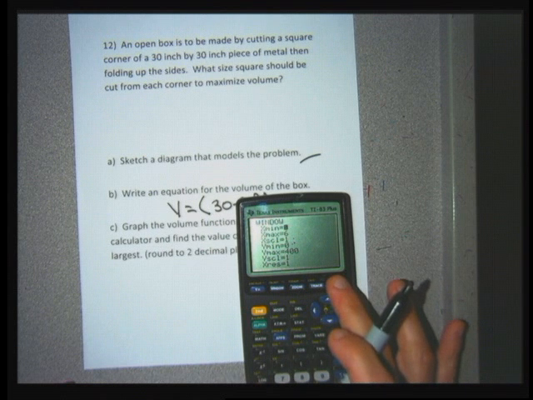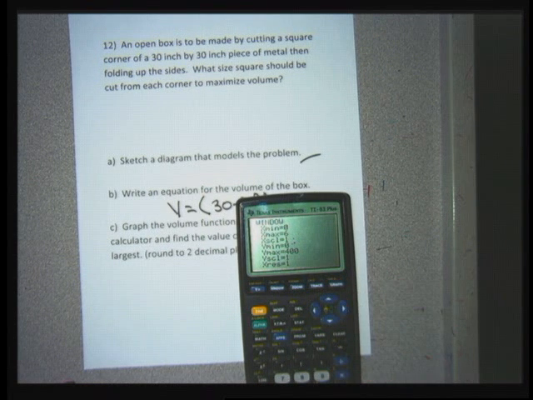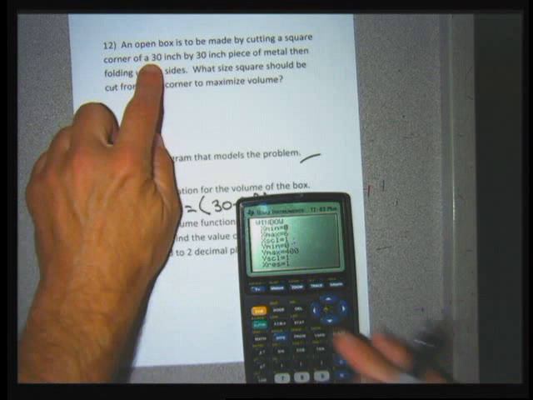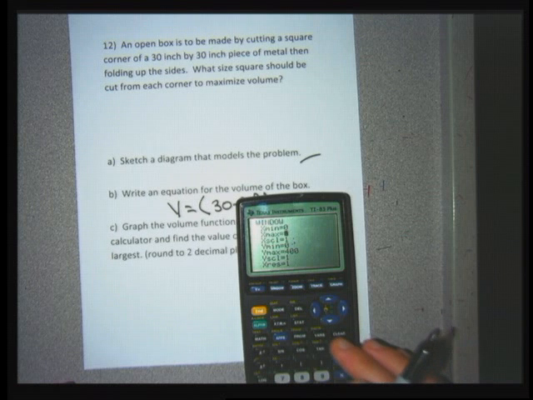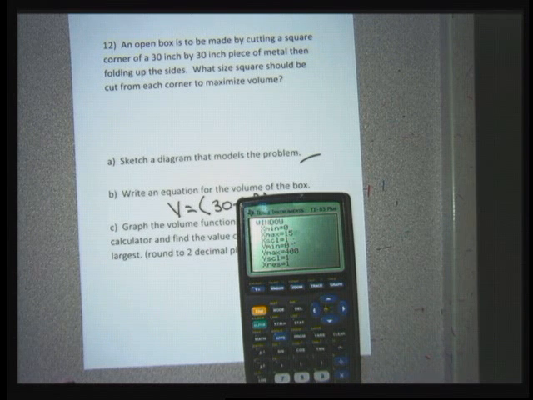And, well, take that back. I'm not going to leave the window the same because the x max should be half of the square. The last time I made the x max 6 because half of 12 was 6. Here I'm going to make the x max 15 because half of 30 is 15. I'm going to hit graph. If I don't see the maximum point, it's the y max that's going to need to be made bigger.